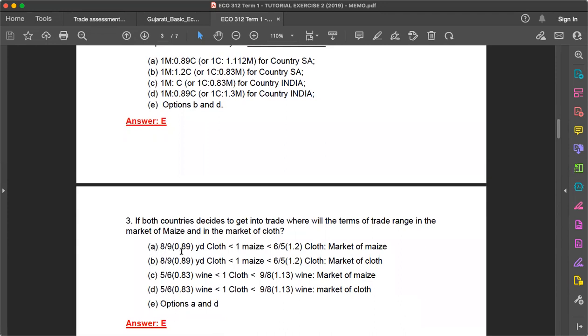So you have 0.89 yards of cloth and 1.2 of maize. Well, as per the ratio here, cloth, market of maize. So 1.2 cloth for market of maize. Then for D, this is what you have. So A and D are your answers.